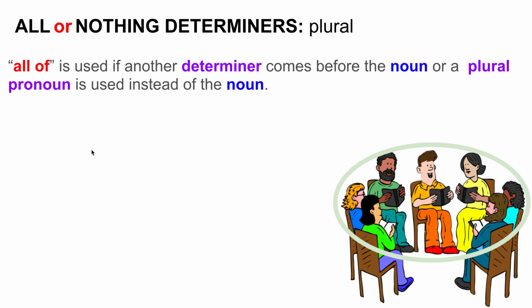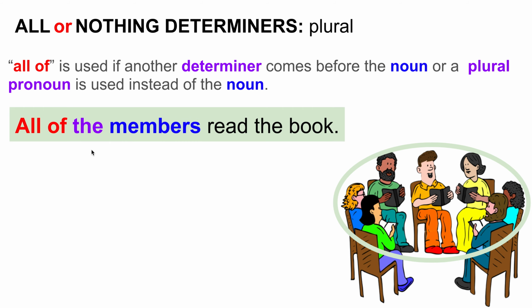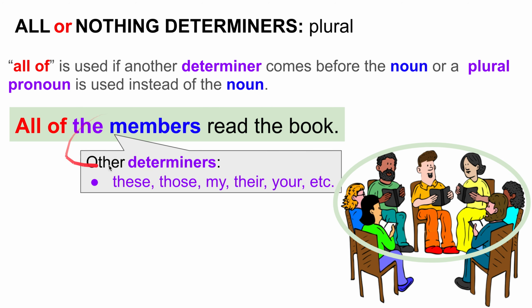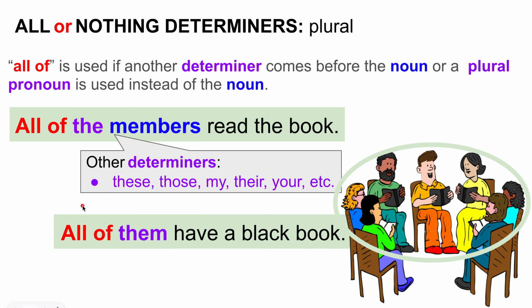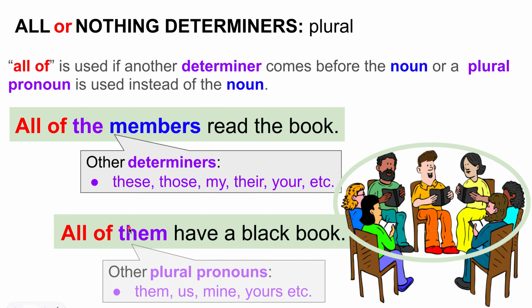Once again, if I have a determiner before the noun or a plural pronoun replaces a noun, then I use all of, okay? In this case, we use all of for plural pronouns. So all of the members read the book. Here, the determiner is the. Other determiners: these, those. Okay, if I replace the plural noun with a plural pronoun, such as them, then I would use all of them have a black book.